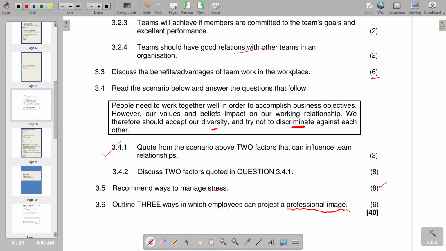So different situations bring different professional images. Different workplaces also bring different professional images. That's why, in our definition, a professional image is the art of displaying yourself as a skilled and competent worker in your chosen field. In your chosen field is a very key area that we have. So the 3 ways in which employees can project a professional image is what we want to look at now.